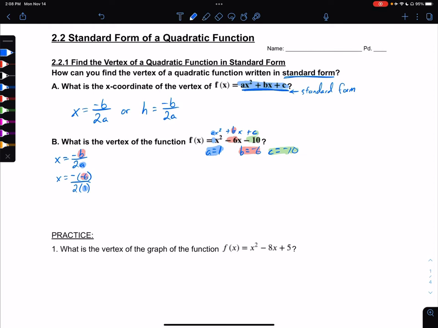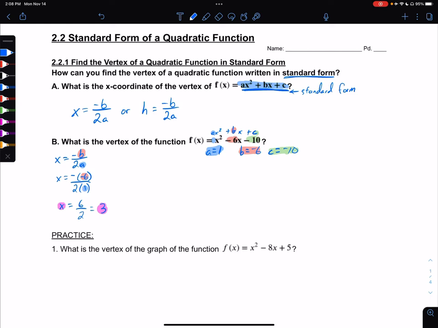So now we simplify this. Negative negative 6, that gives us a positive 6. 2 times 1 is 2. And then we could reduce or divide here. So 6 divided by 2 would give us 3. So my x value is 3. And that would be my x-coordinate for my vertex.